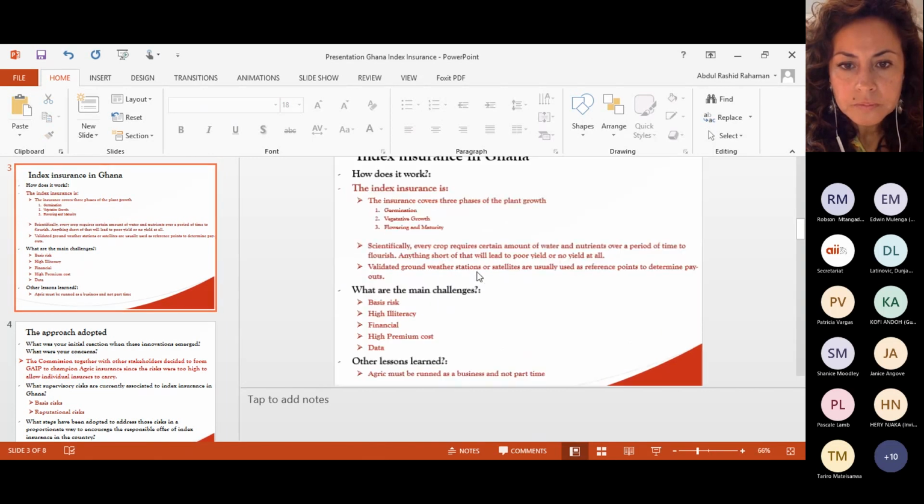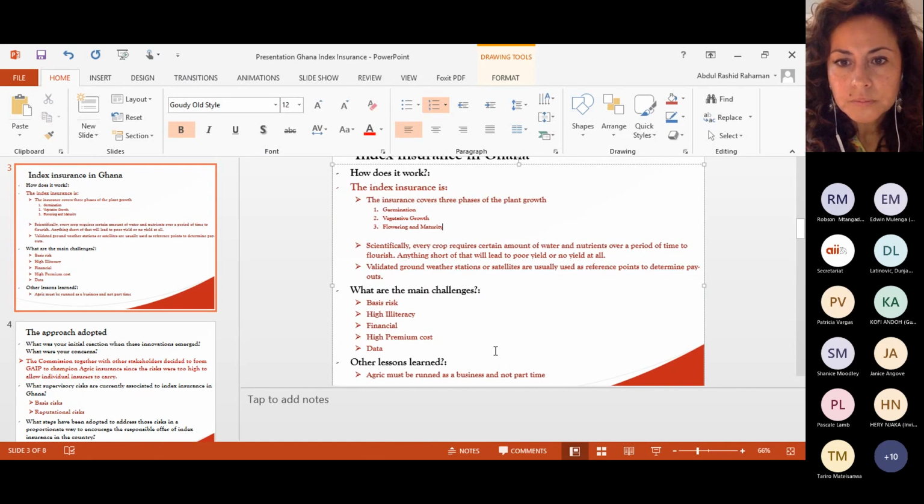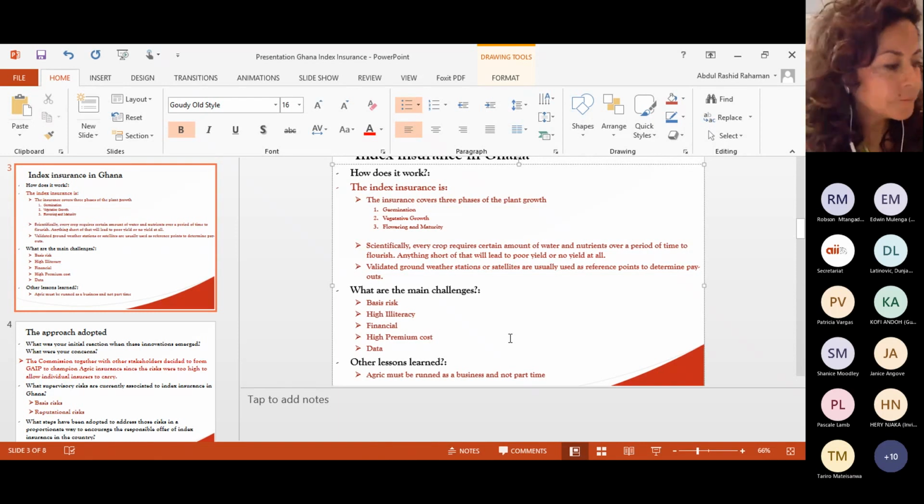Okay, in terms of how the product works, the product is supposed to cover the plant from germination to harvest, as in the flowering and maturity stage. We all know scientifically every crop requires a certain amount of water and nutrients over a period of time to flourish or to be able to develop well. Anything short of this amount of water or nutrients is actually going to result in poor yield or no yield at all. So the farmers, with the help of GUIDE, mount weather stations and other satellites that will help pick the index signals to be able to determine payout.